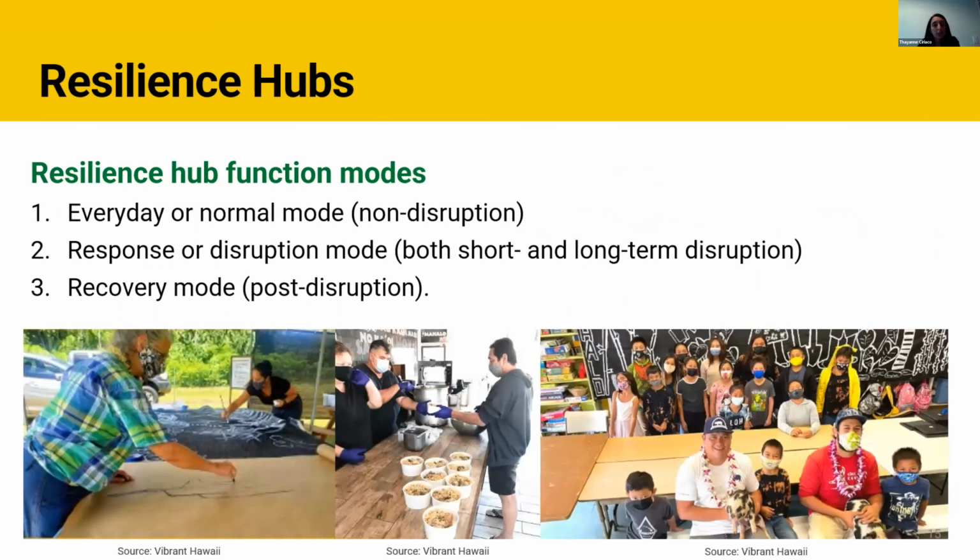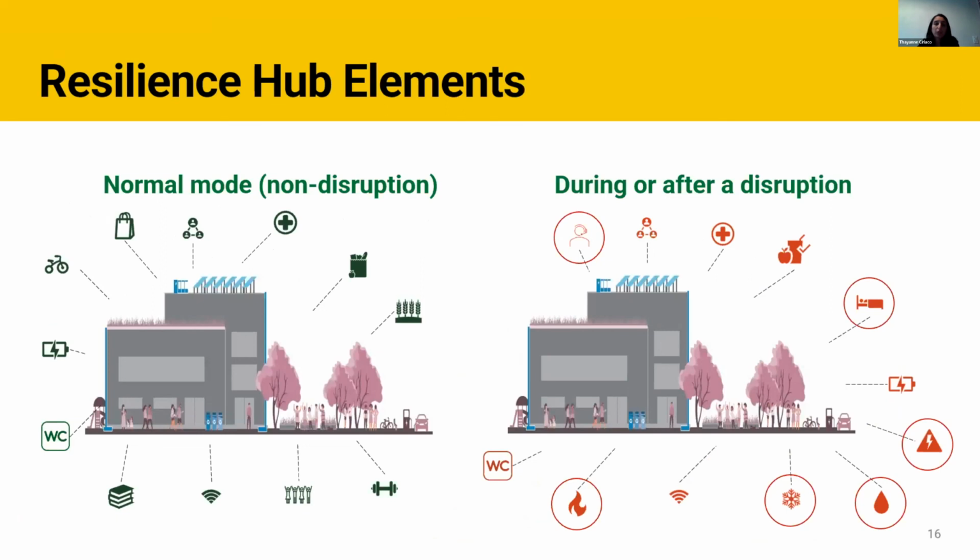They work in everyday or normal mode during the majority of the year. They shift to response or disruption mode when a disaster happens, and they operate in recovery mode in a post-disruption scenario. So for each of these operation modes, they may have different services to provide. For example, during a normal day, they can offer a food bank, health services, or childcare. And during disasters, they can offer medical supplies, food, or a shelter.